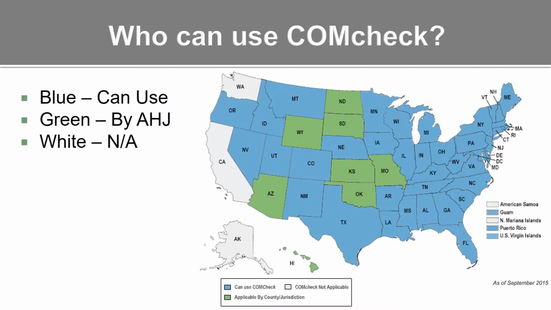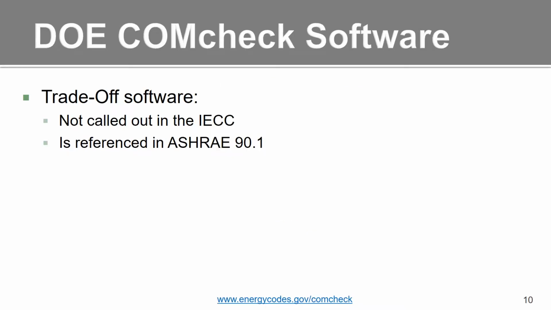But most of the United States is shaded in blue, so by and large, statewide CommCheck is allowed to be used. The green states may vary by county or jurisdiction. The CommCheck software is technically not referenced, nor are there any wordage or provisions that would lead one to believe that they could use a software program like CommCheck within the IECC.